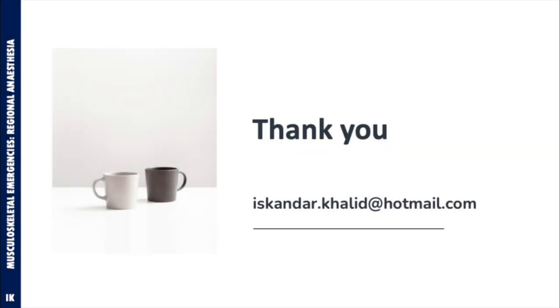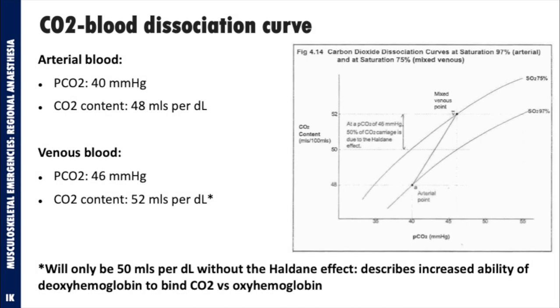Any questions? So the Haldane effect. She was asking about Haldane and Bohr. So Haldane is here, I showed you. This shows the Haldane effect. Without the Haldane effect, the amount of CO2 which can be carried will increase by only this amount. So in arterial blood, it is 48. In venous blood, it is 50, from here to here. But because of the Haldane effect, you can increase by another 2, so from here to here.